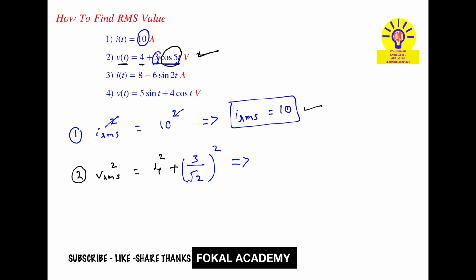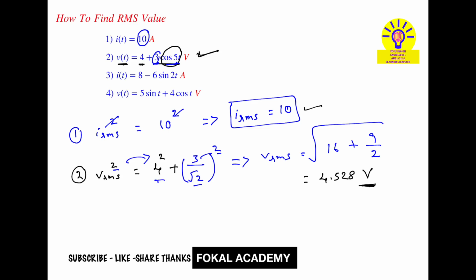So from this we will get V RMS equal to root of, I bring the square to the right hand side, it becomes root of 4 square 16 plus 3 square 9 by 2, the root 2 cancels here, so by 2. By simplifying this we will get 4.528 volts. So this is the RMS voltage for the second problem.